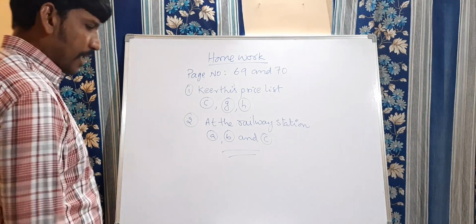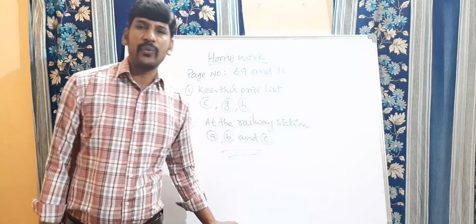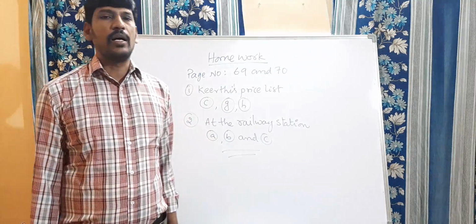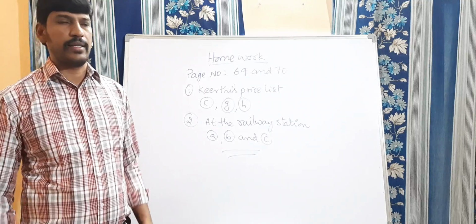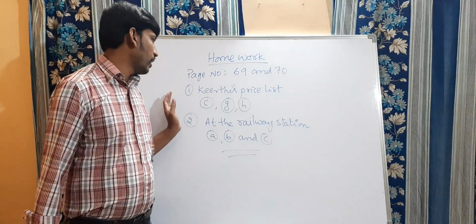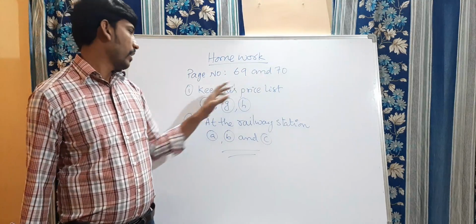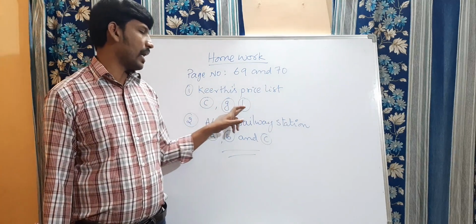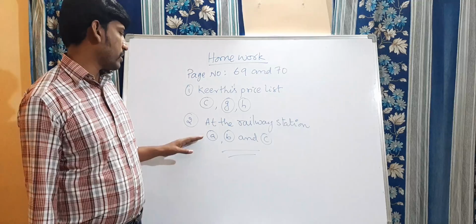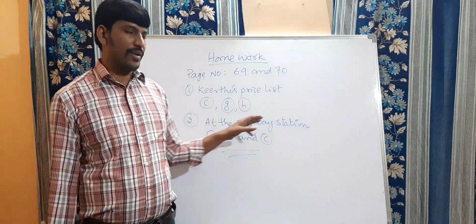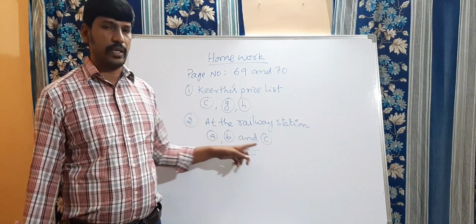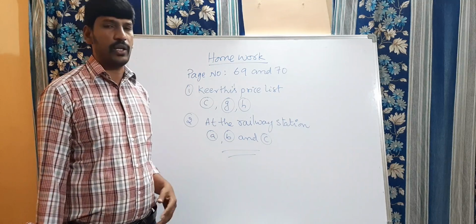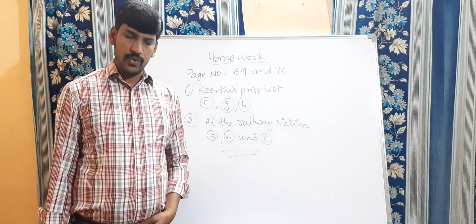Right, children. I hope you understood whatever we discussed today. Okay, the price list, and Rahim's journey, and what coins are there. So here is today's homework, page number 69 and 70. First question is the price list. In that, C question, G question, and H question. And on the next page, page number 70, at the railway station, A, B, C. Please read that question. You will be able to understand easily. Complete this homework in your classwork and forward it to my WhatsApp number.